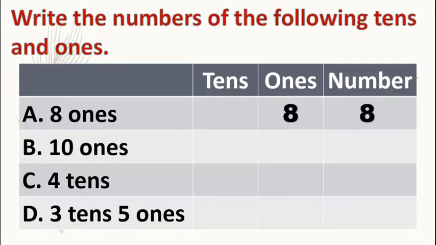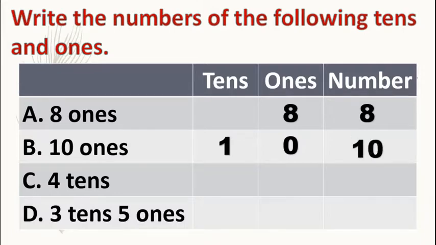Letter B, we have 10 ones. Can we put 10 in our ones? No. If we create 10 ones, it will come up to 1 ten. So we will put the 1 in our tens and 0 in our ones. So what would be the number? Very good. That is 10.